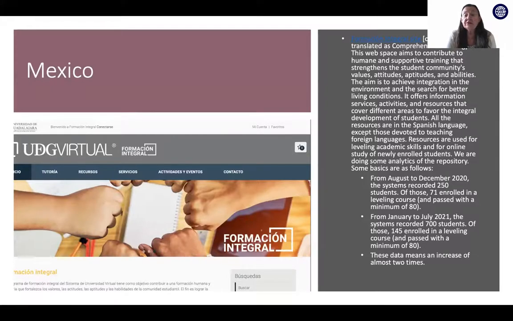So it started actually in August last year. And they have now some 250 students, not the numbers that we just heard from my colleague, but it is in a starting position. Over 70 enrolled in the leveling course. And from January this year, they have 700 students. So that means during this short time it has been up and running, it has increased almost two times. So it is a promising national initiative from Mexico.